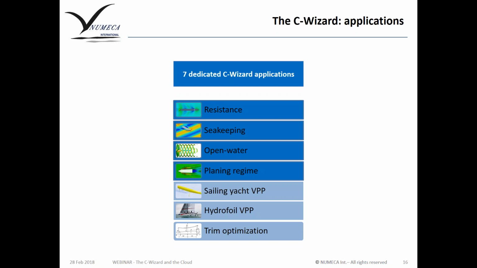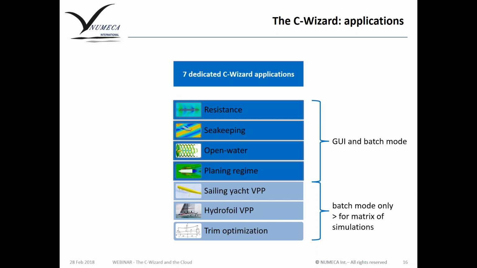Why we have two different blue colors on the screen is because the first part is available through the graphical user interface or in batch mode. The second one, the light blue color, is only available in batch mode because these are dedicated to matrices of simulation. Most of the people are doing many simulations, maybe tens or hundreds of simulations for these configurations. And so we believe that it was not necessary to interface that directly in the GUI because anyway, we are going to generate many projects, many simulations, many files, and so we have to start to work in batch.